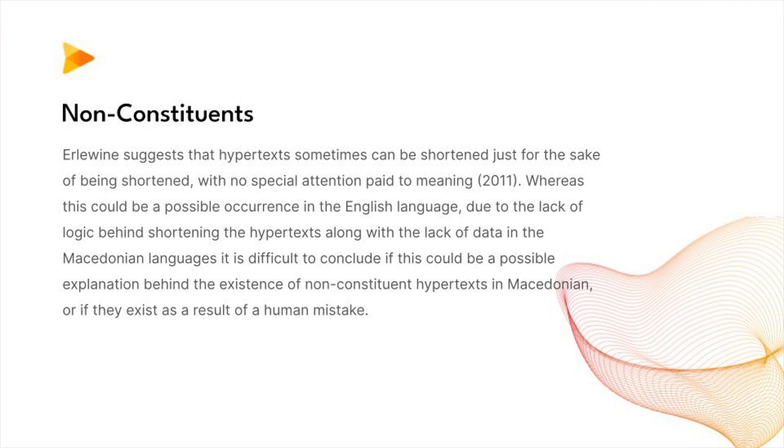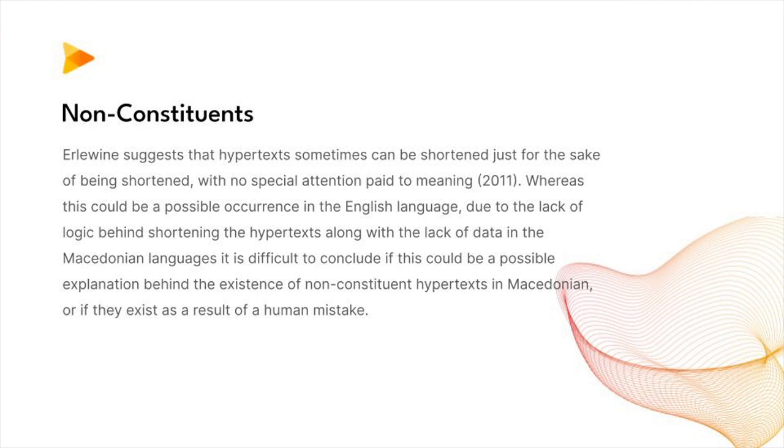If you're going to kill off an entire section of a newspaper and fire all of the staffers who work there, it is probably a good idea to get Twitter password first. So in this example, we can see that the hyperlink is shortened, but it still makes sense semantically. Whereas this could be a possible occurrence in the English language, due to the lack of logic behind shortening the hypertext, all along with the lack of data in the Macedonian language, it is difficult to conclude if this could be a possible explanation behind the existence of non-constituent hypertext in Macedonian, or if they exist as a result of a human mistake.